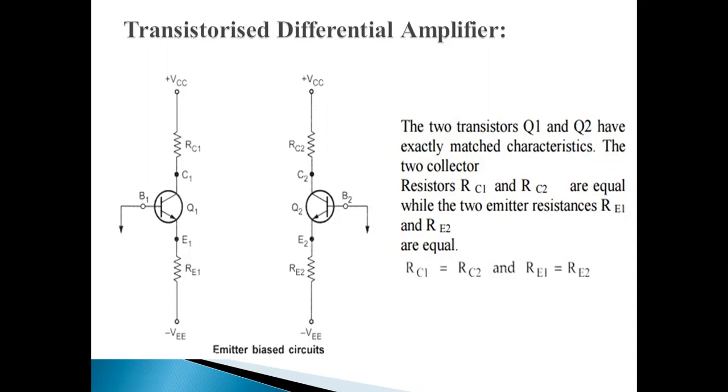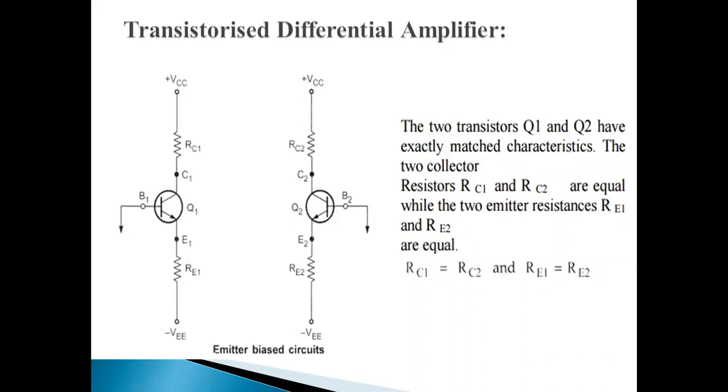So what are the rules? Here we are taking two emitter bias circuits. This is one emitter bias circuit. This is another emitter bias circuit. Emitter bias circuit means here we are applying the DC voltage to the emitter also. The emitter is also biased. In order to construct a differential amplifier by the use of transistors, we should use two emitter bias circuits.